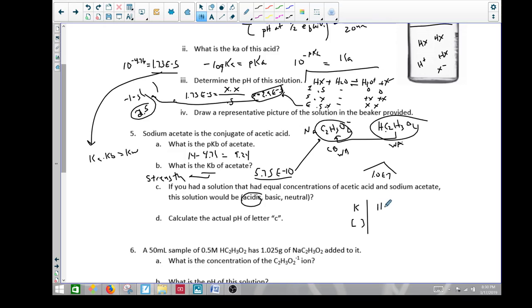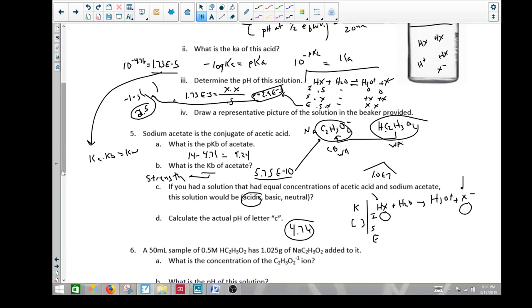But the long way would be this: HX plus H2O yields H3O plus and X negative. This is the acetate, and this is the acid. Initial, stoichiometric ratio, end. The concentrations are equal, so if you have them, you can plug them in. It doesn't matter what they are, you can even make them up. As long as they're the same, you'll get the same answer, and that answer is 4.76. That's my pH. If they're equal, we're at what's called the half-equivalence point, and the pH at that point is equal to the pKa.